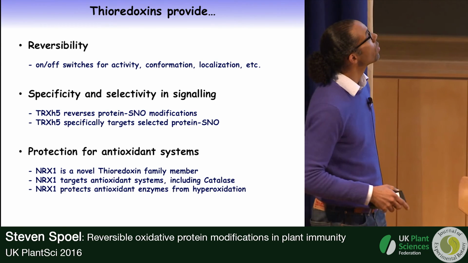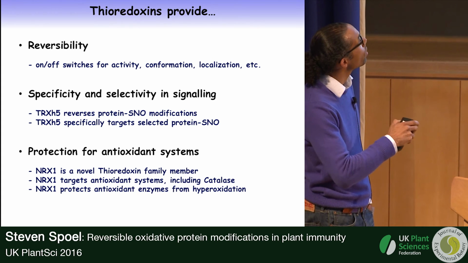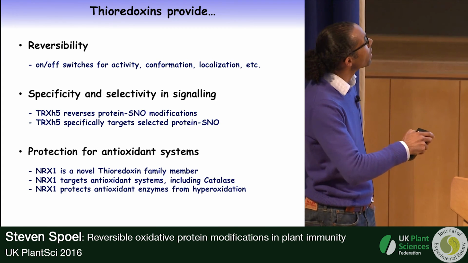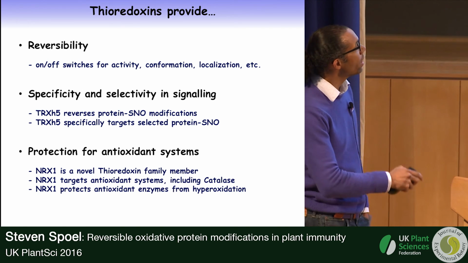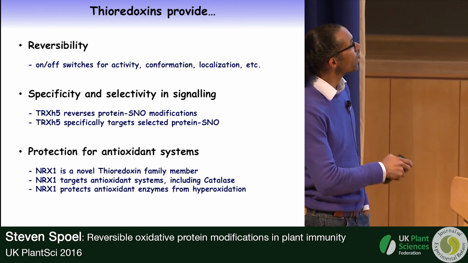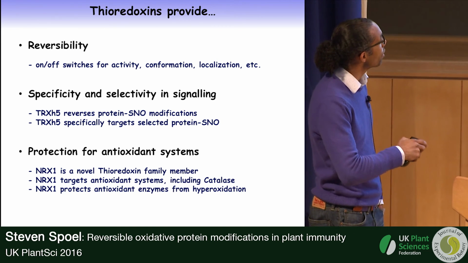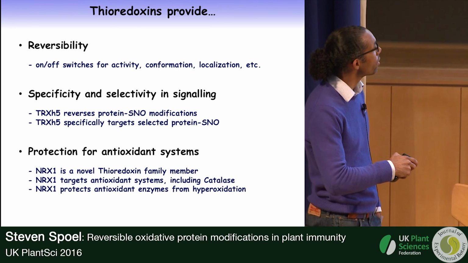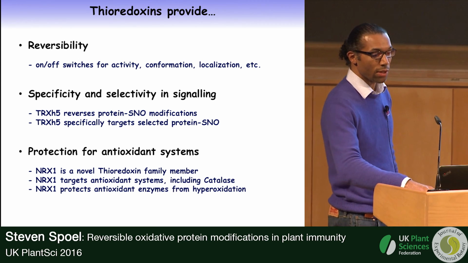So just to summarize what I've told you, I've shown you that thioredoxins introduce reversibility, but in addition to that can create specificity and selectivity in signaling, and they provide, surprisingly, protection for the antioxidant system. And I've shown you that by introducing nucleoredoxin 1 as a reducer of catalase activity.